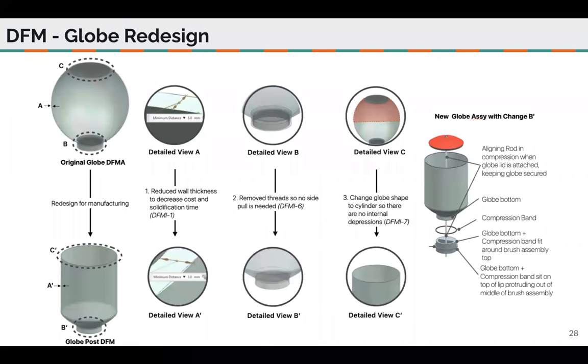For our globe design, the three main changes that we made were: one, we reduced the wall thickness from 5 millimeters to 3 millimeters to reduce part cost and solidification time. We also removed the internal threads on the bottom of the globe, so no side pull is needed. If you look to the right, it shows the new assembly sequence. The last change was changing the globe from a sphere shape with a concave top to a cylinder shape so that there's no internal depression.